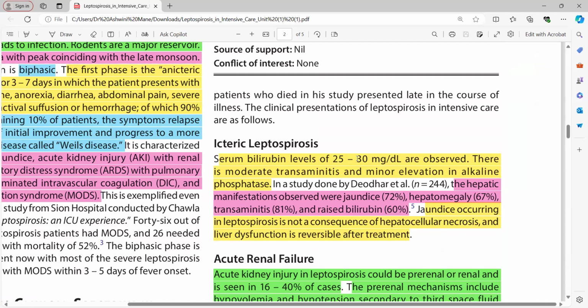In the hepatic manifestations observed, there was jaundice in 72% of cases, hepatomegaly in 67%, transaminitis in 81%, and raised bilirubin in 60%. So jaundice occurring in leptospirosis is not a consequence of hepatocellular necrosis, and liver dysfunction is reversible after treatment.